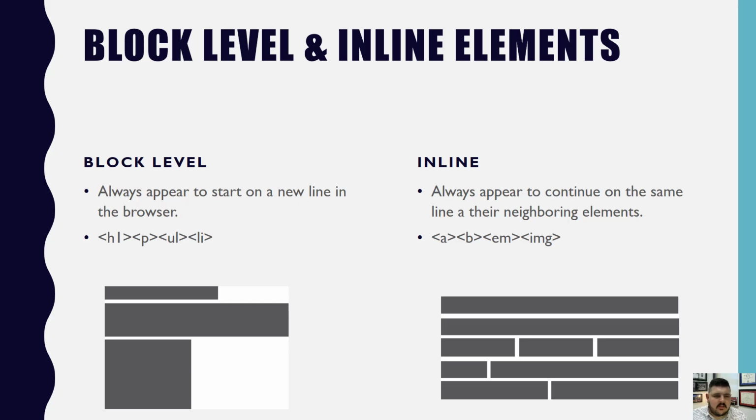And so you can see in this graphic under block level, everything is pushed to the left. It doesn't continue where one element leaves off. Whereas we look at inline, those always appear to continue on the same line with their neighboring elements. So that'd be like an anchor tag, bold, an emphasis tag, an image tag. So we can see in the graphic, we have elements and they stop and start in line with their neighboring elements.